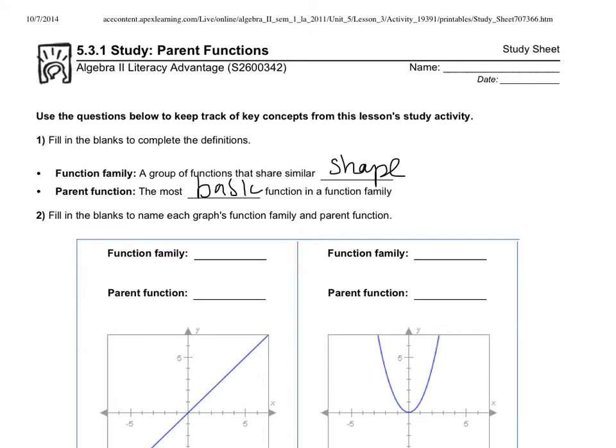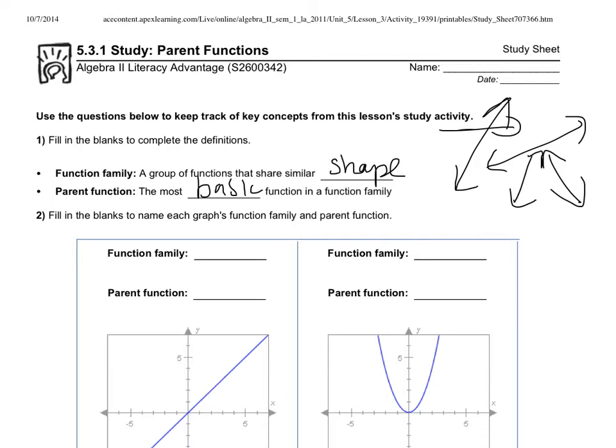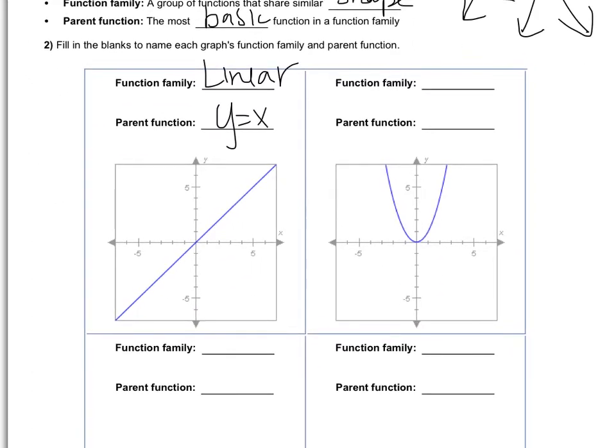What this means is that if I were to think about lines, well, every line looks the same. It has the same basic shape. It's all lines. They just are pointing different directions. They have different levels of steepness, and so that's what makes them different. But they're all part of the linear function family, and their parent function is y equals x. And this right here in blue is the linear parent function, y equals x.